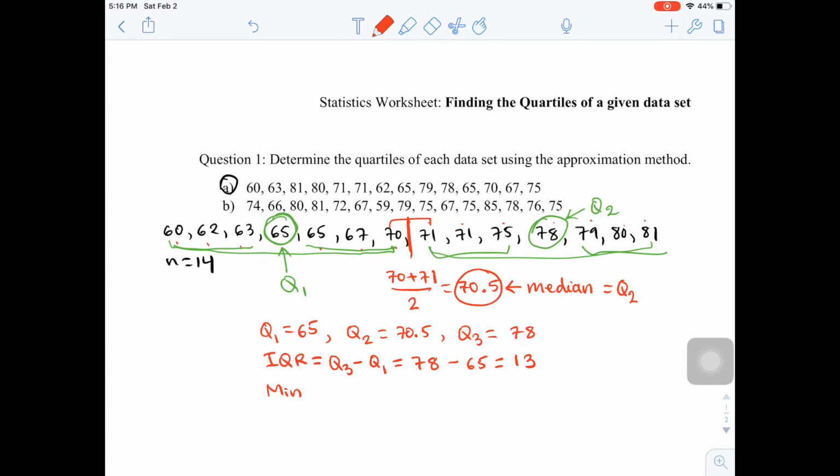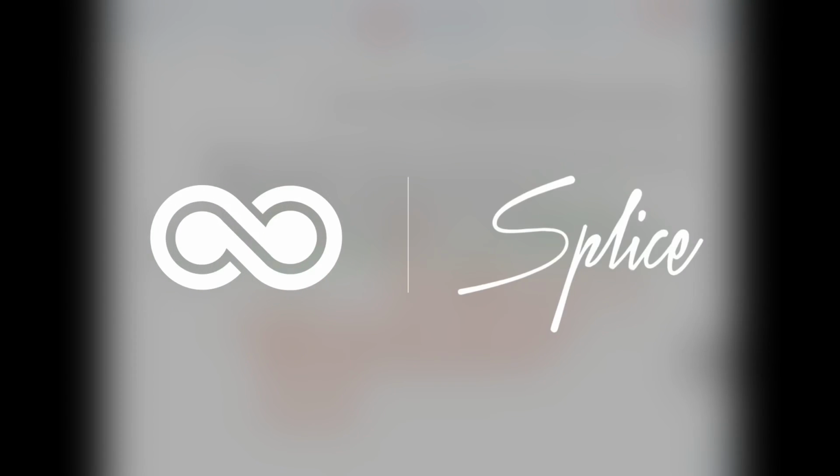What is the minimum value of our data set? It is the lowest value of the data set, so it's going to be 16. And the maximum is the highest value of the data set, which is 81. So in brief, the numbers in the box are our quartiles.